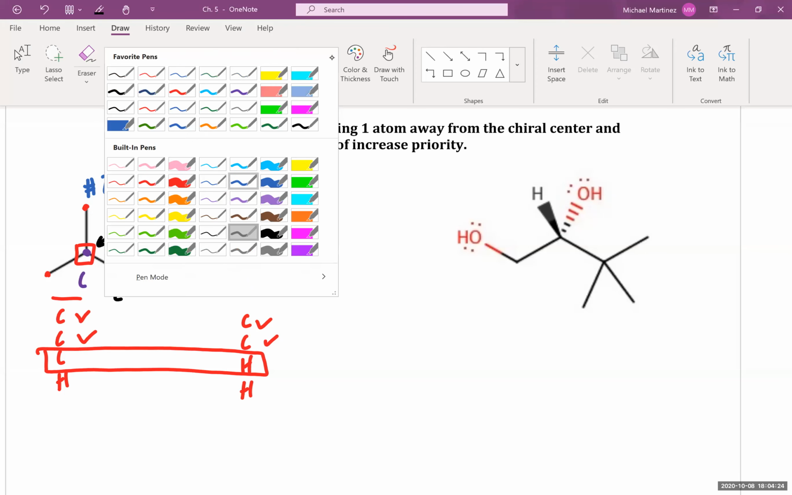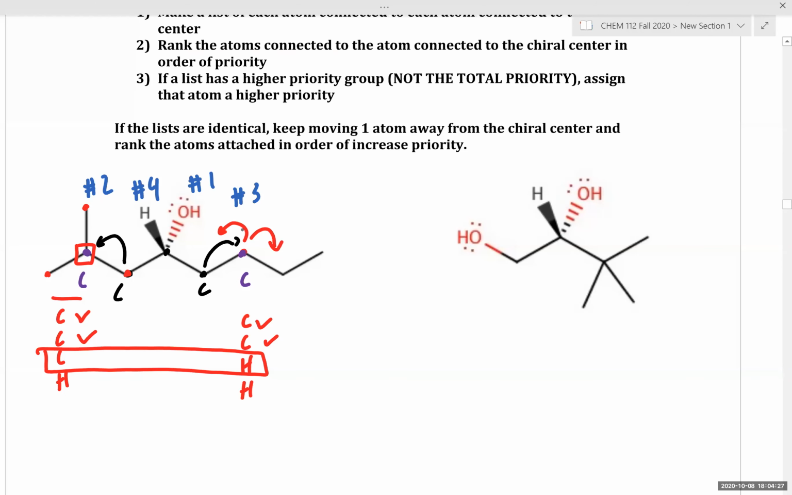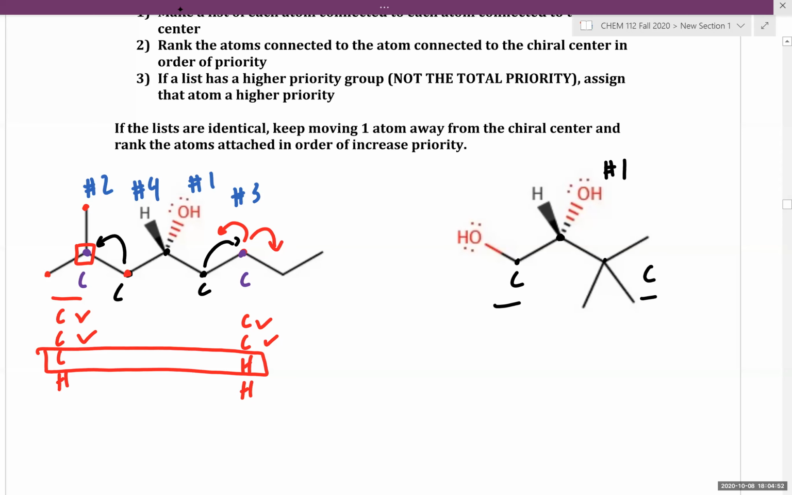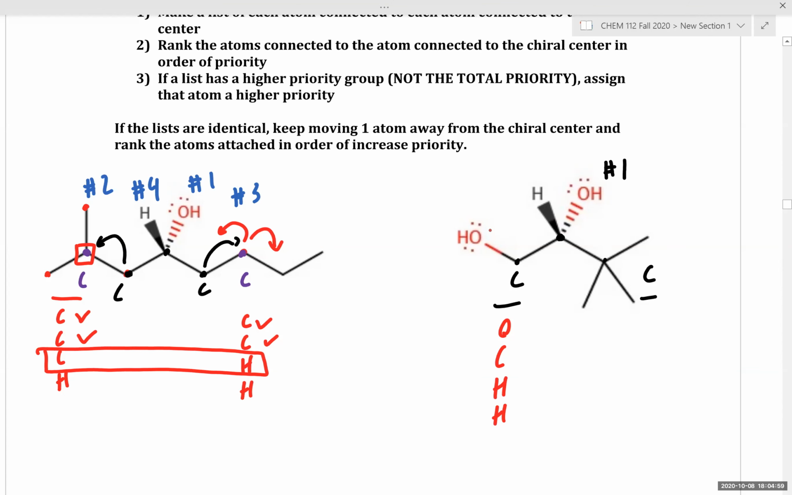Okay, now just to really hammer home this point: if a list has a higher priority group, higher priority period, not total priority, then you assign that attached atom the higher priority. So for example, looking at this carbon, we have oxygen as our highest priority, and we have 2 carbons. Now we're going to look at everything attached to these 2 carbons. So let's make our list. Attached to these 2 carbons, I have an oxygen, a carbon, and 2 hydrogens. Attached to the carbon on the right, I have 4 carbons, 1, 2, 3, 4.